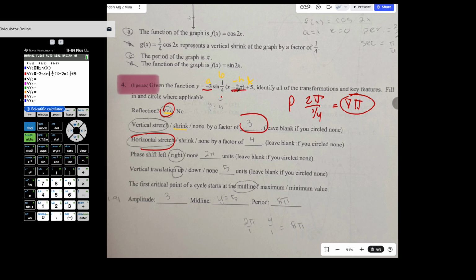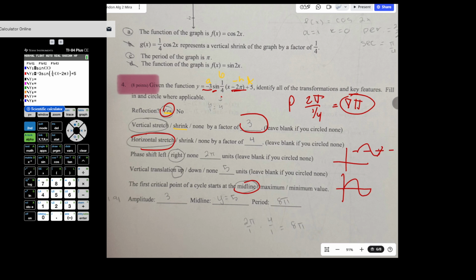It's not right 2 pi, it's not left 2 pi, it's right 2 pi, and it's up 5. Because it's sine, the first point starts on the midline. And that's even if the thing's transformed and moved around, sine always starts on the midline. Cosine starts on the max or min.